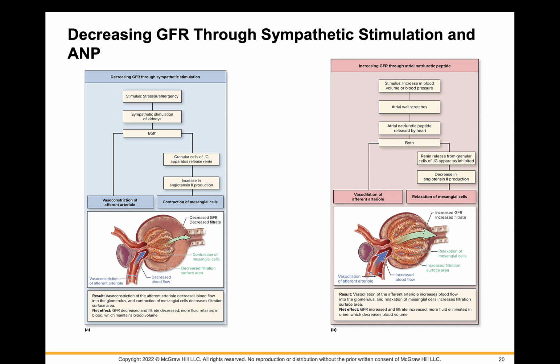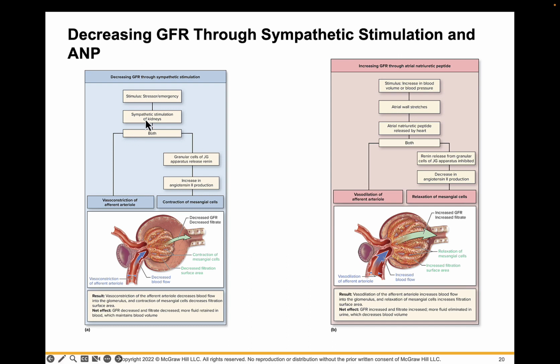Now here we can basically compare the two mechanisms to each other. On the left, we have decreasing glomerular filtration rate through sympathetic activity, and the other panel is going to be increasing glomerular filtration rate through atrial natriuretic peptide, or ANP. Let's walk through sympathetic activity first. The first thing that we have is some stimulus. It could be a stressor, it could be an emergency, but let's imagine this is what's happening when there is a decrease in blood pressure.